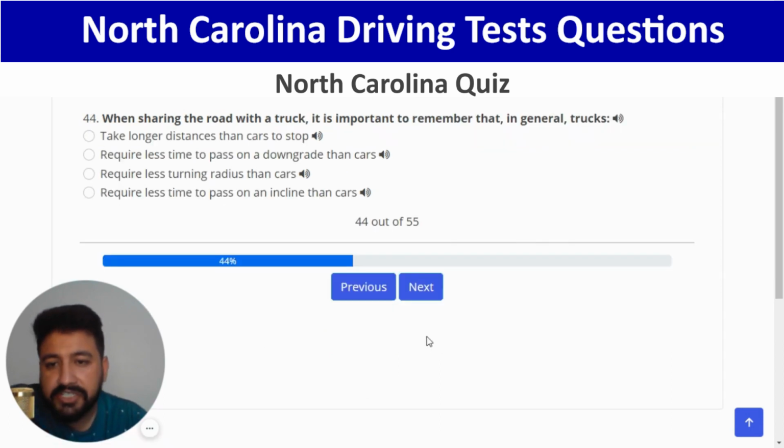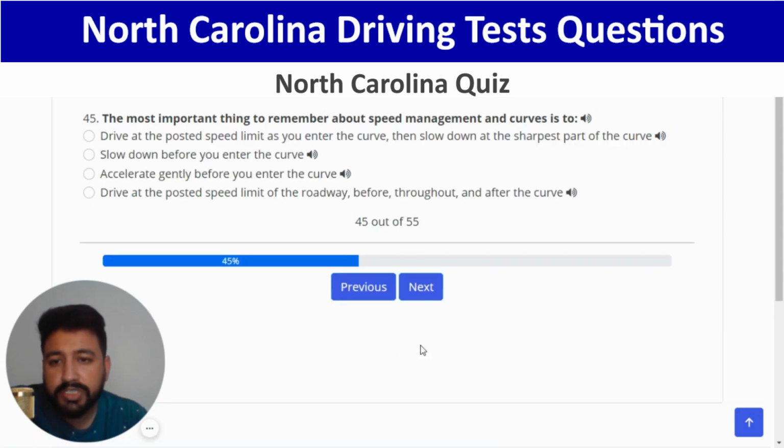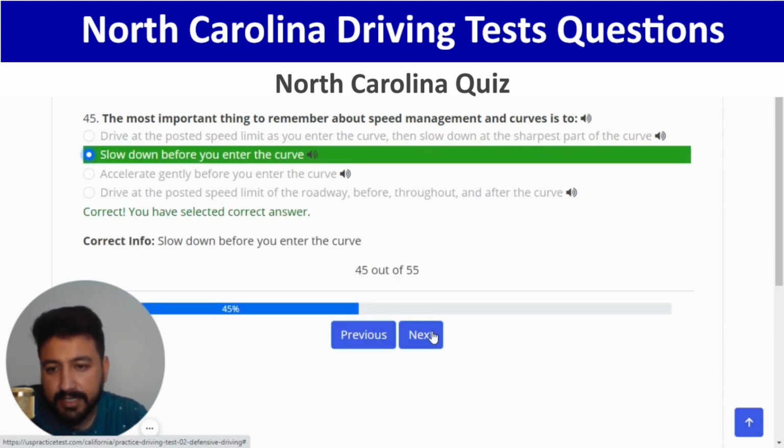And next. When sharing the road with a truck, it is important to remember that in general trucks take longer distance than cars to stop, which is the first again, right? And next. The most important thing to remember about speed management and curves is to slow down before you enter the curve, which is the second option. Yeah, I selected the right one.